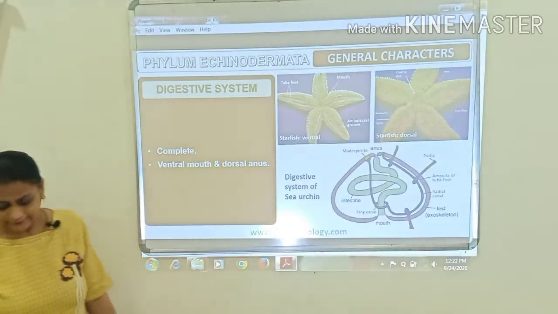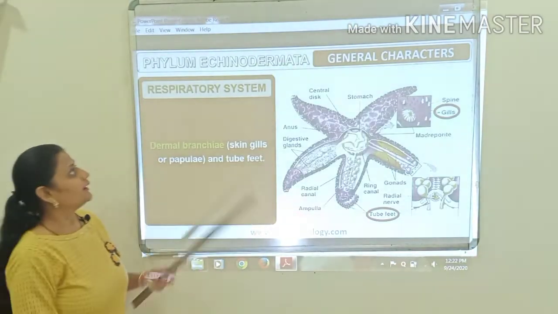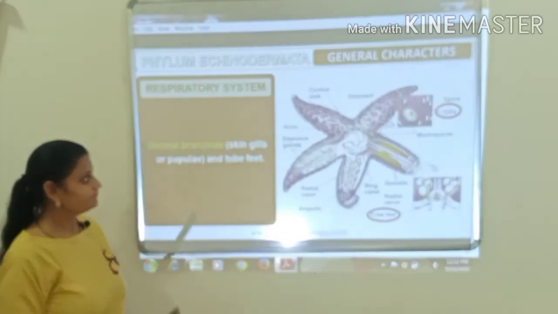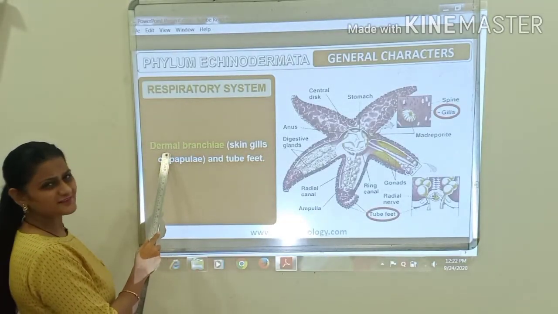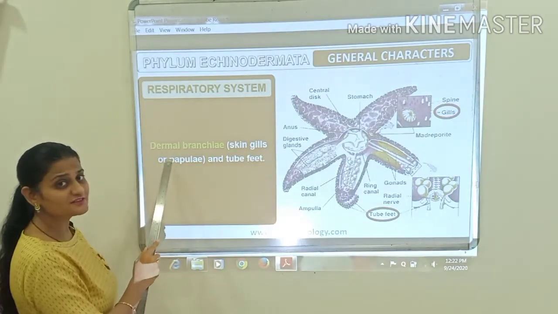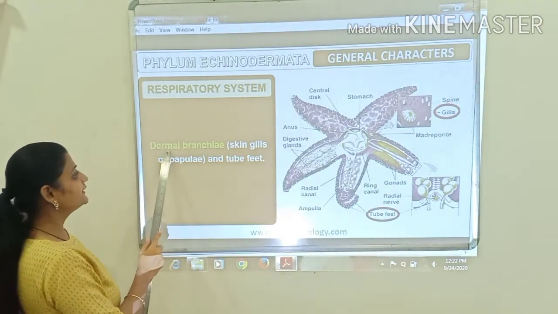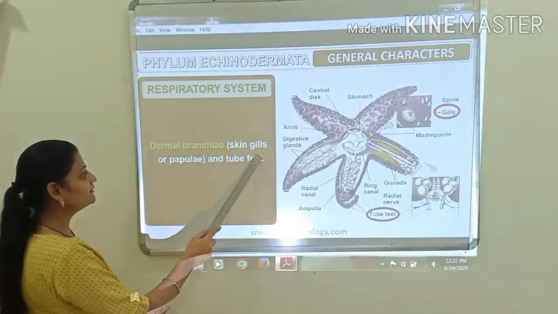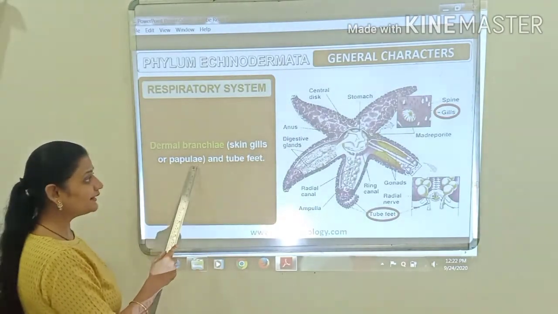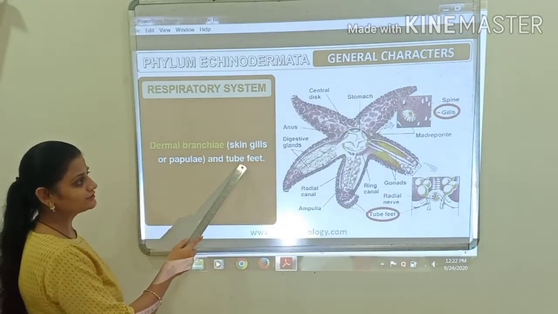Clear? Then about respiratory system, means respiration or exchange of gases is done with the help of the dermal branchiae, okay, that is skin gills, or you can say papillae, and there are tube feet also, okay.